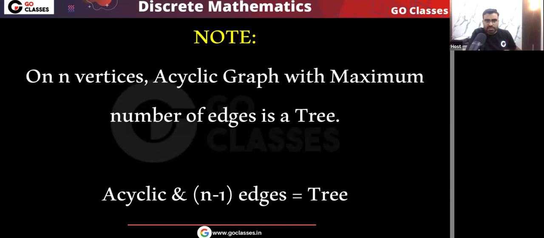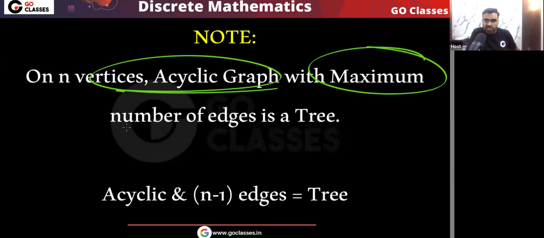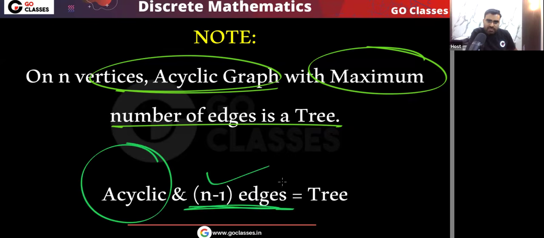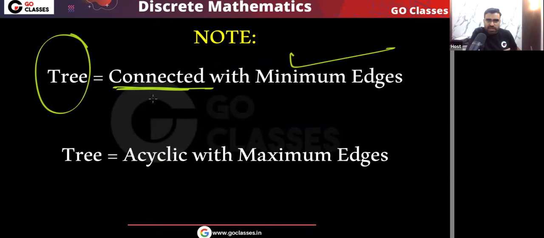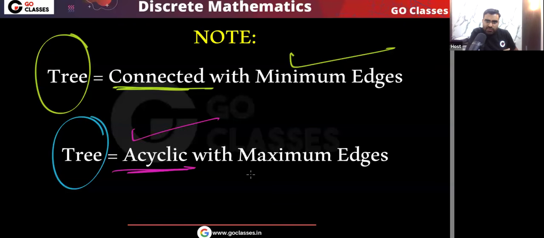Okay, is this clear? Similarly, acyclic graph with maximum number of edges, that is also a tree. Yes or no? So you can see acyclic graph with maximum number of edges. Acyclic graph with n minus 1 edges, that is the definition of tree. All these definitions we have already seen. What is a tree? Tree is connected graph with minimum number of edges. I can say minimally connected. I can also say tree is acyclic graph with maximum number of edges. Means tree is minimally connected. Also, tree is maximally acyclic.